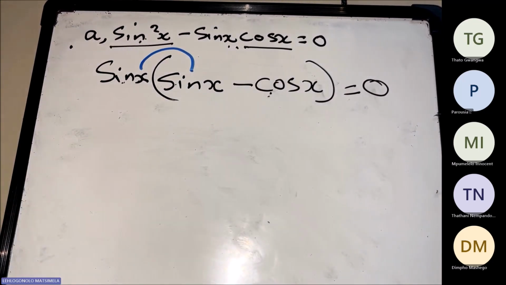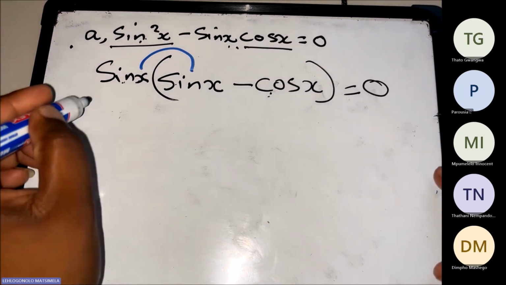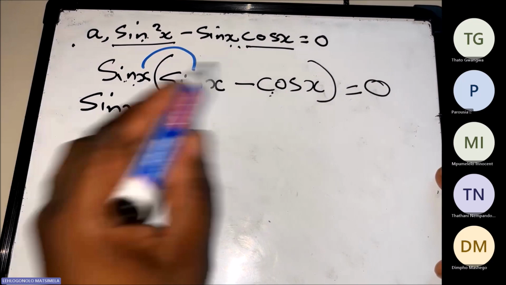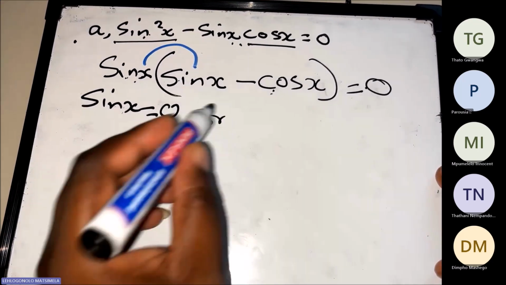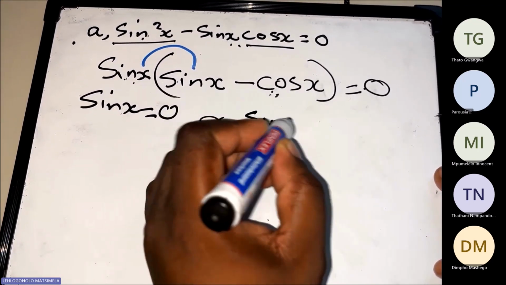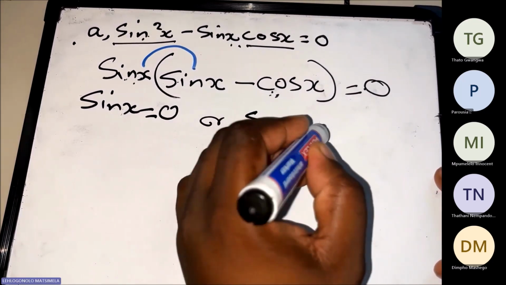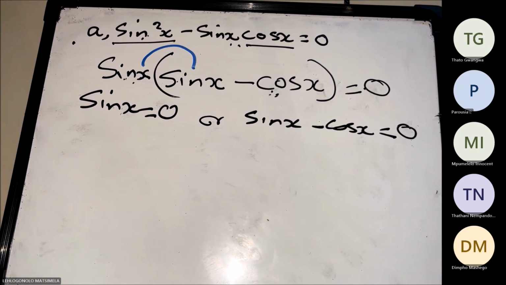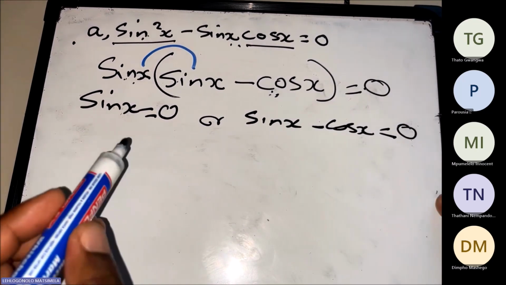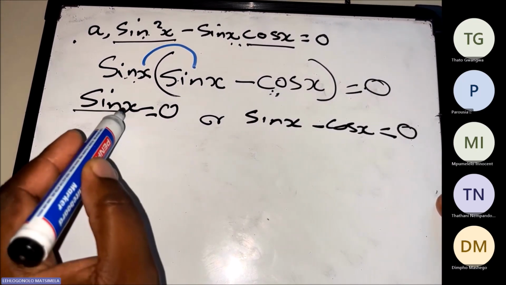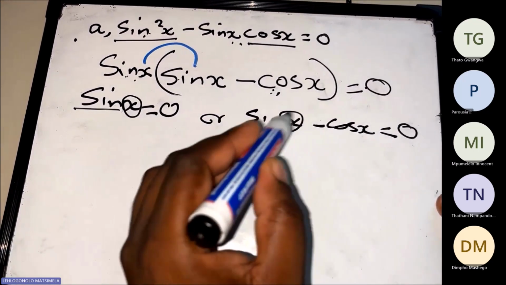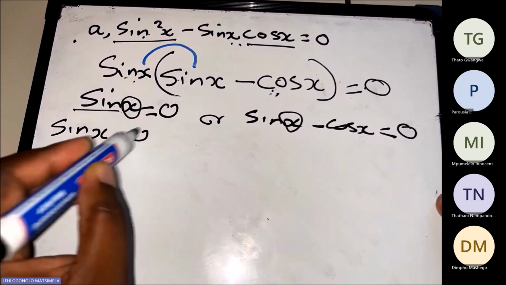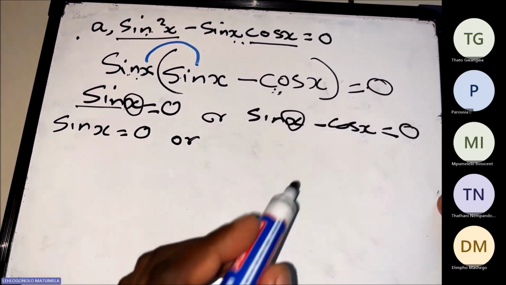Now let's go further and simplify to give us equations. The first part, which is sine x, equals 0. Therefore, or the remaining part, which is sine x minus cos x, equals 0. This is the second part. Now, coming back, how do we get rid of this sine to remain with x? Because we are looking at the angles. Let's leave this part here, we'll come back to it. Let's work on the right-hand side.